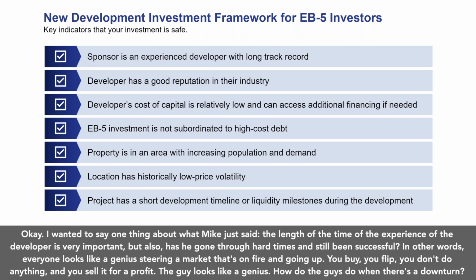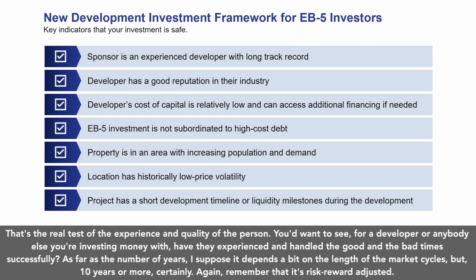Okay, I wanted to say one thing about what Mike just said, which is the length of the time of the experience of the developer is very important, but it's also, has he gone through hard times and still been successful? In other words, everyone looks like a genius during a market that's on fire and going up. You buy, you flip, you don't do anything, and you sell it for a profit, and the guy looks like a genius. How do the guys do when there's a downturn? That's the real test of the experience and quality of the person. So you'd want to see a developer, anybody else you're investing money with, have they experienced and handled the good and the bad times successfully? So as far as the number of years, I suppose it depends a bit on the length of the market cycles, but yeah, 10 years or more, certainly.